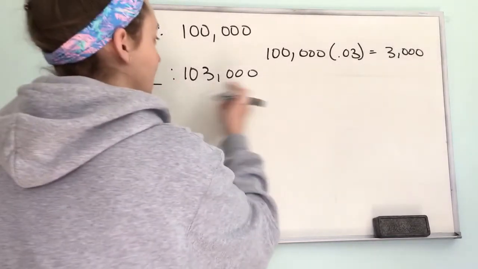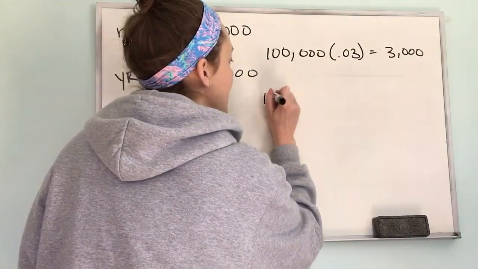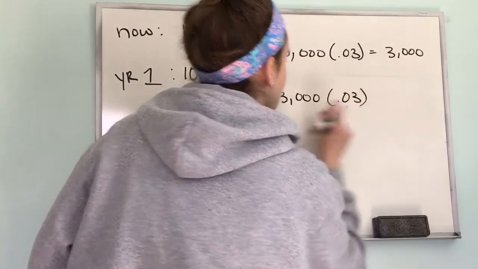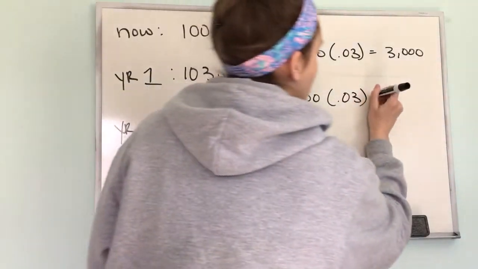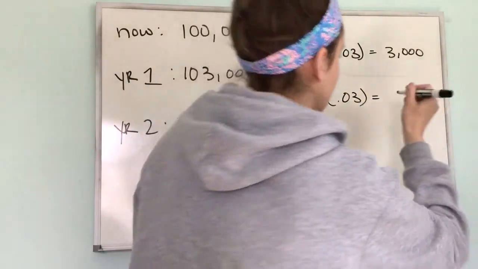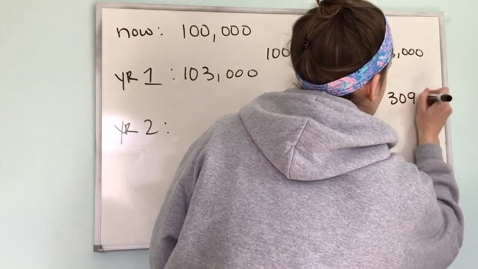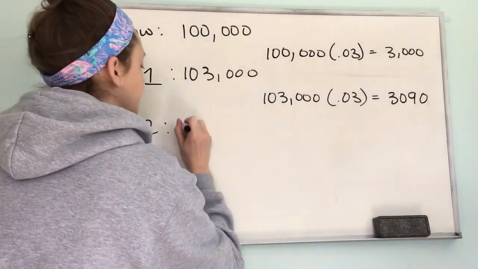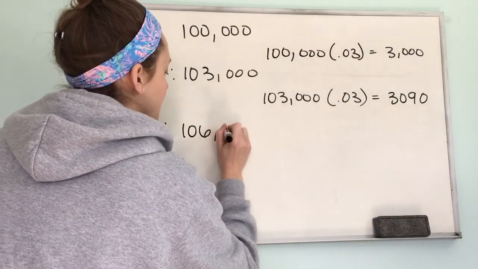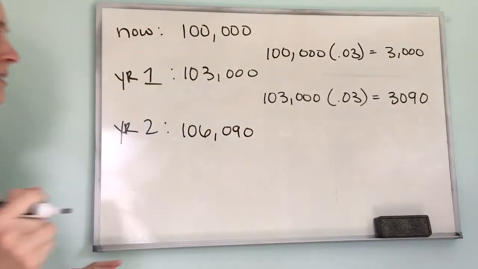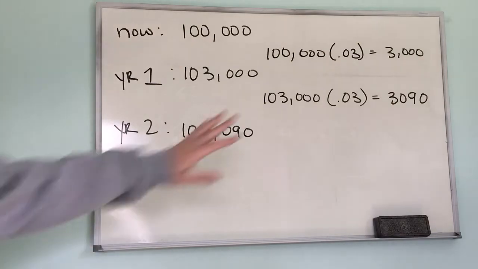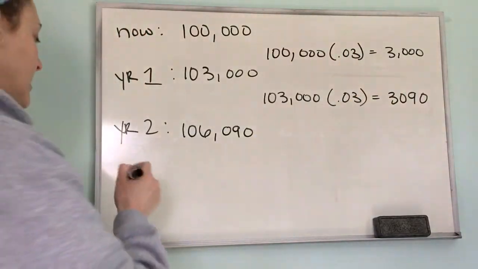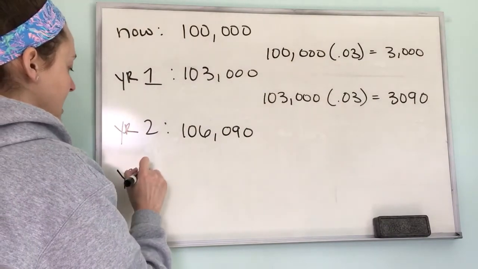But now I have to take this number, right? The population change is relative to the year before. So I'm going to multiply those together. I can't do this one in my head. And I get 3,090. So now I take this and add them together, and I get 106,090. See what I did there? So the first year it increased by 3,000 people. The next year it increased by 3,090 people.